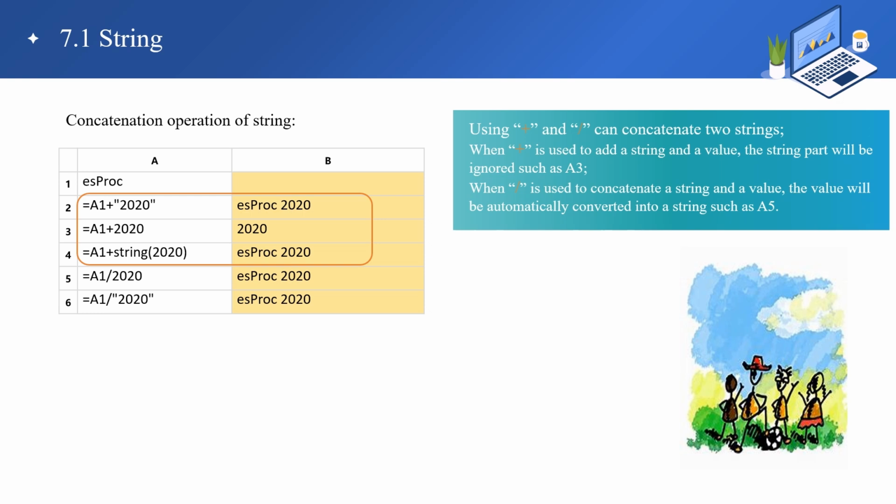Instead, they will either report an error or convert the value into a string and then concatenate. The value can be normally concatenated with other strings by converting it into a string with the string function such as A4. If the slash sign is used to concatenate the string and the value, it will be automatically converted into a string such as A5. The slash sign can also concatenate two strings directly such as A6.